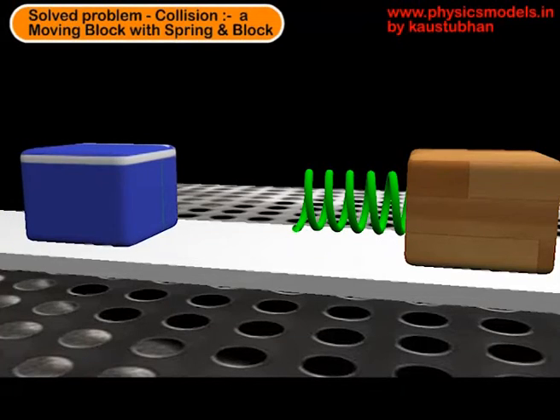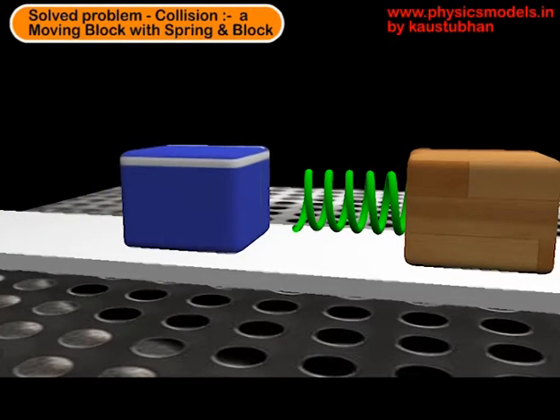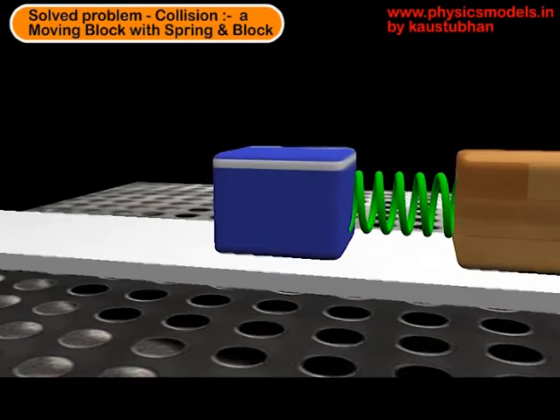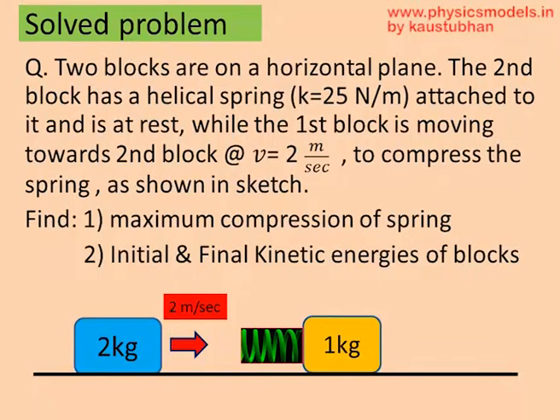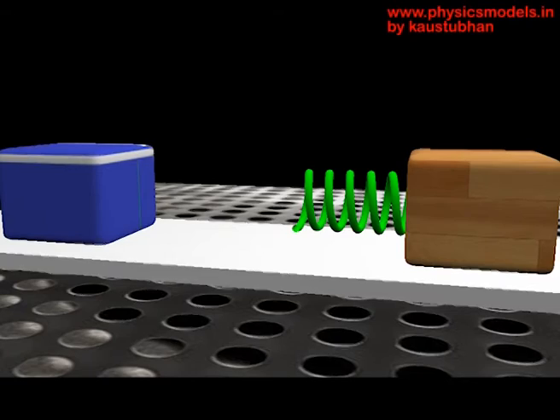Hi, in this video I'll explain a solved problem involving a collision between a block with another block having a spring attached to it. If you see the definition of the problem, it's the same as what we saw in the animation. There is a blue block on the left-hand side, moving towards the right at 2 meters per second, and it will collide with that spring which is attached to a brown colored block of mass 1 kg. We are supposed to find out the maximum compression of the spring and the initial and final kinetic energies.